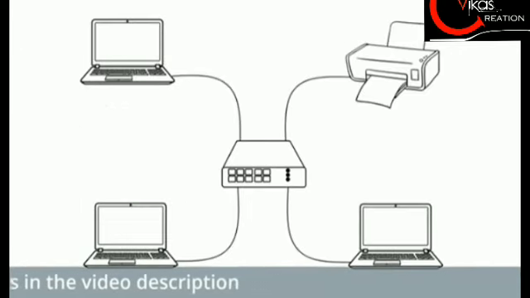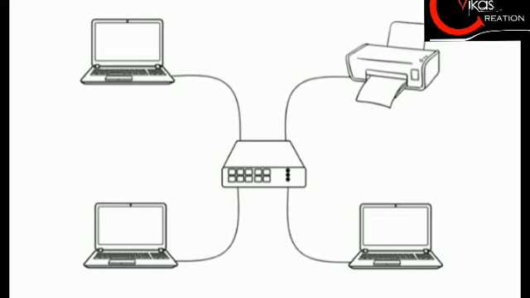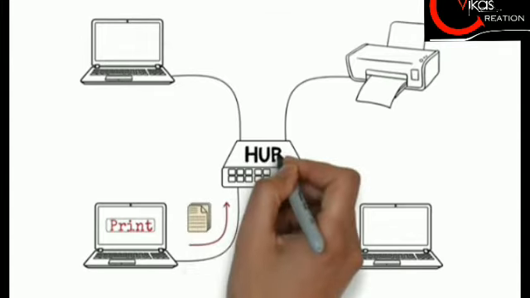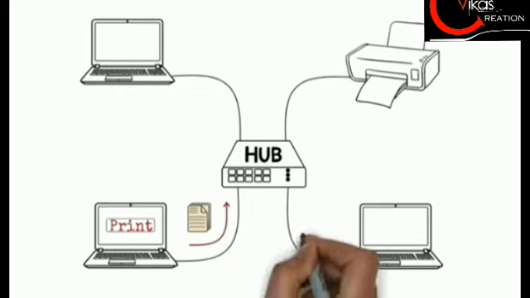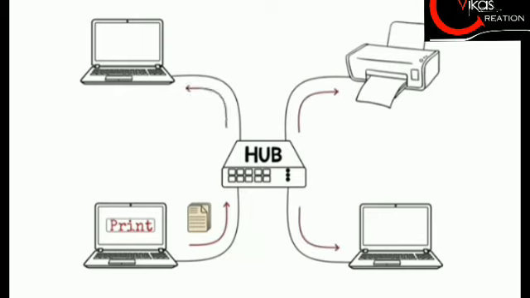Suppose your computer is connected to a printer with a star topology network. Now you click on print on your computer to print a file. The file is sent to the central device. If the central device is a hub, the file is forwarded to all connected computers. However, only the printer accepts it.